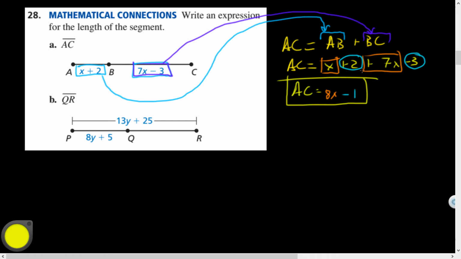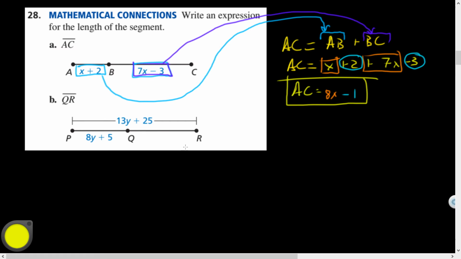Did the book end up simplifying that? I don't recall. They probably simplified it to 8x minus 1, right? Okay, I'm getting some nods here. Internet, give me some likes. You guys post it in the comments below, perhaps.